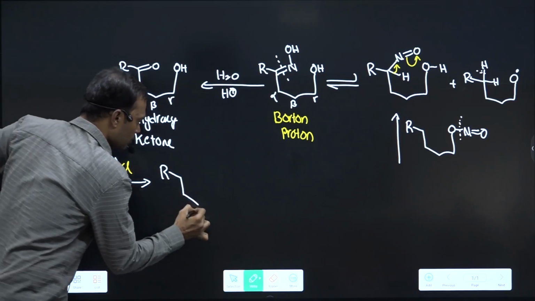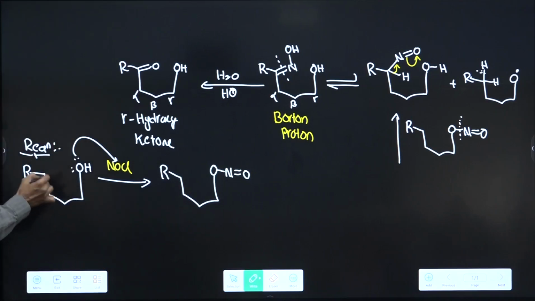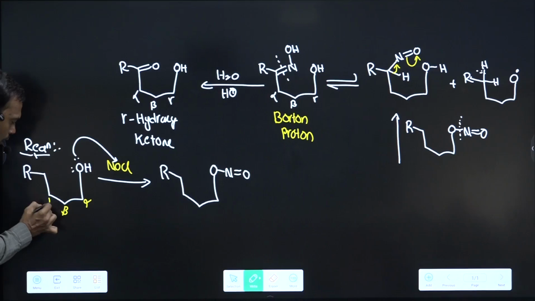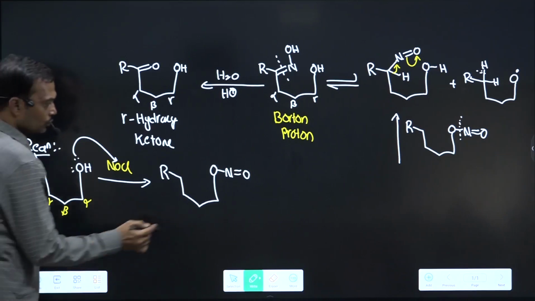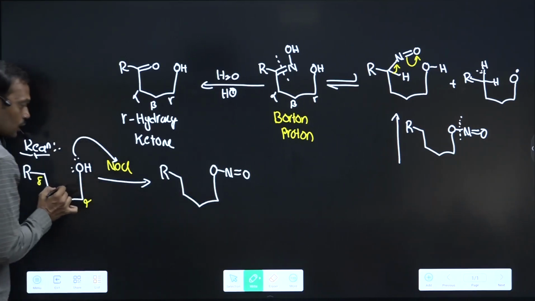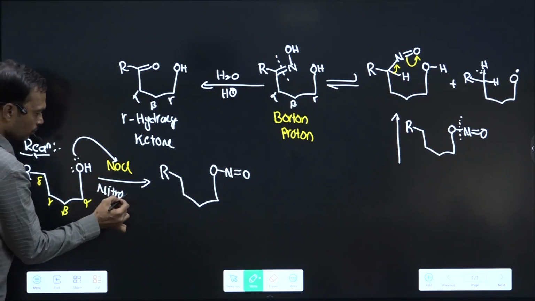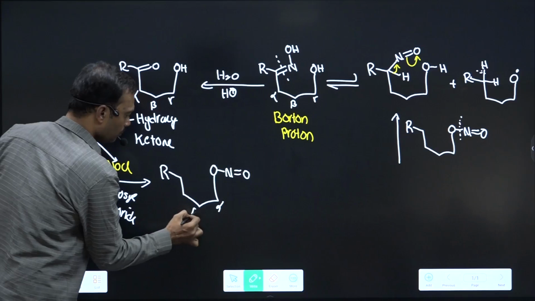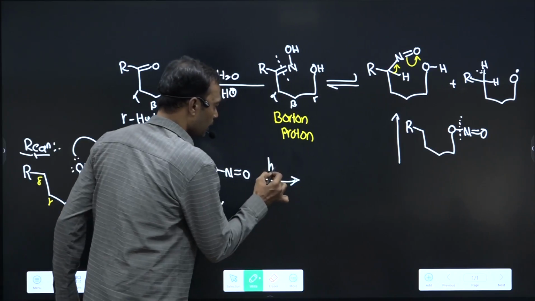So initially what I used? Alcohol. Is it alcohol or not? So this alcohol, what is this carbon? Alpha, beta, gamma, delta. Right? So this is a nitrite. Alcohol reacting with nitrosyl chloride, this is called nitrosyl chloride, you will get alkyl nitrite at alpha, beta, gamma, delta. This alkyl nitrite on photochemical irradiation.